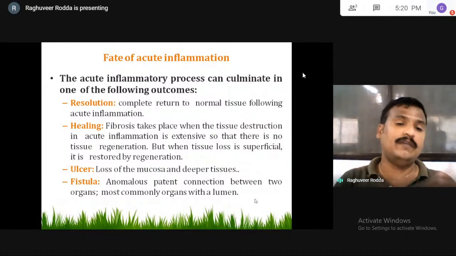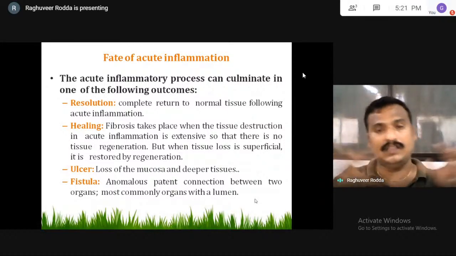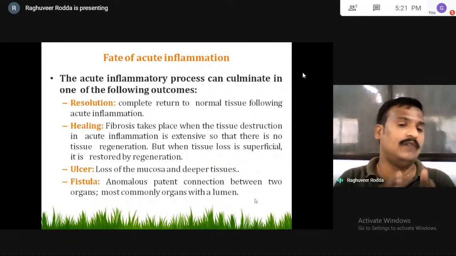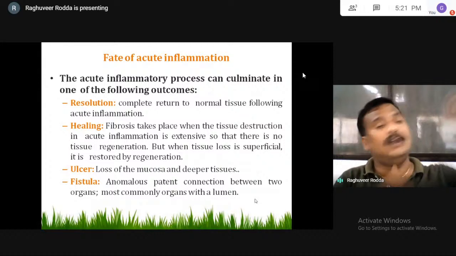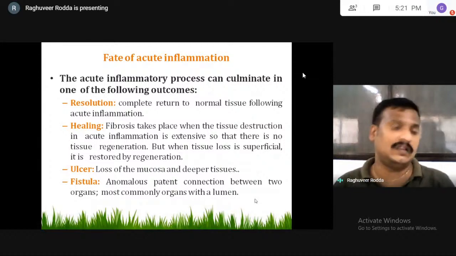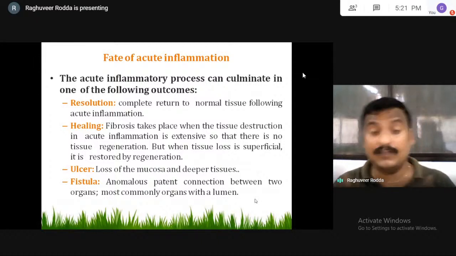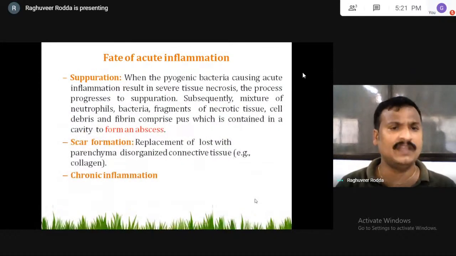And fistula. They may form a new connection in between two organs, a lumen-like structure formed during inflammation by the new cells, just like a tunnel-like structure to leak organ contents out of the body or into a new place of the body. Like anal fistula and enterovaginal fistulas are some of the examples. And suppuration.